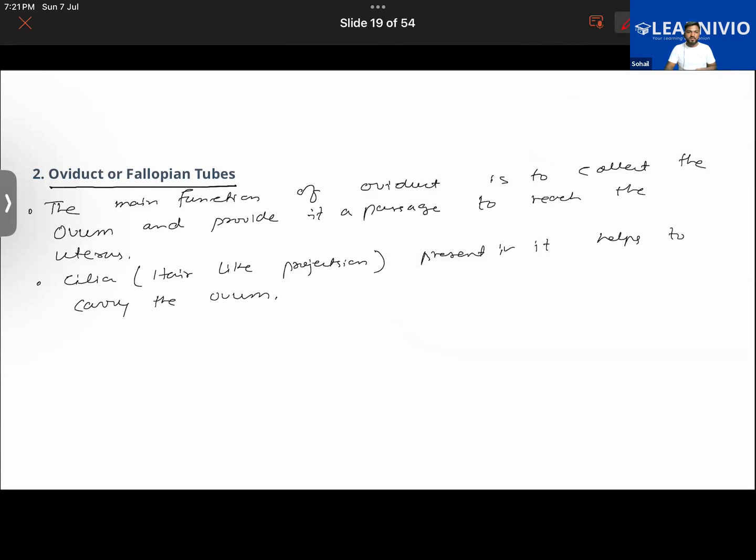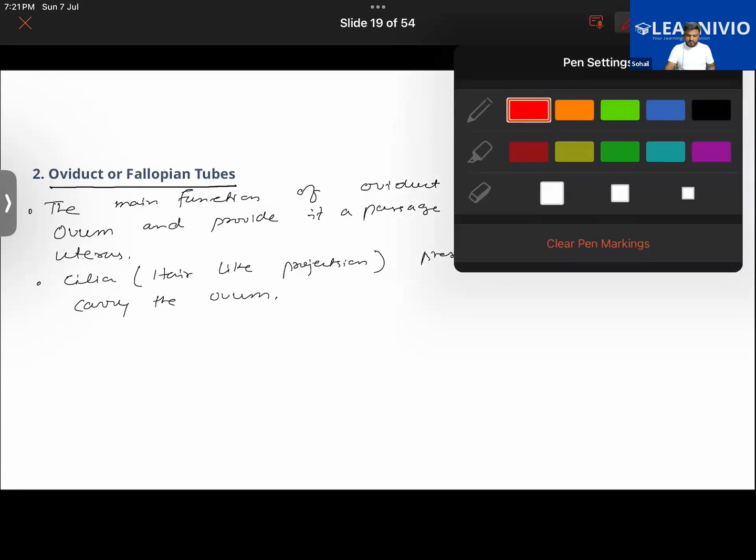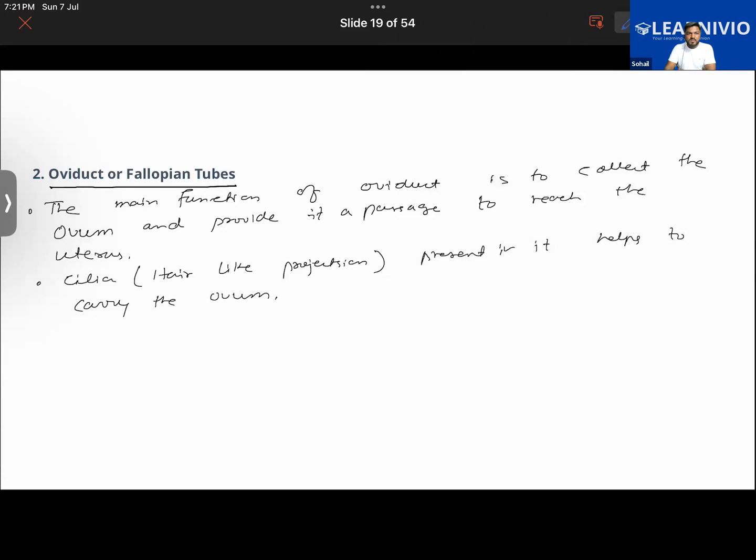Furthermore, you can see over here that the fallopian tube would be found on both sides of the uterus, on the left and right both. Okay? Everyone done? Okay.